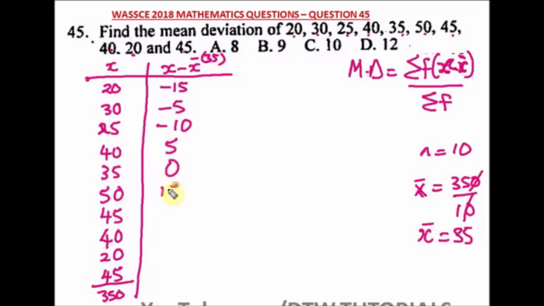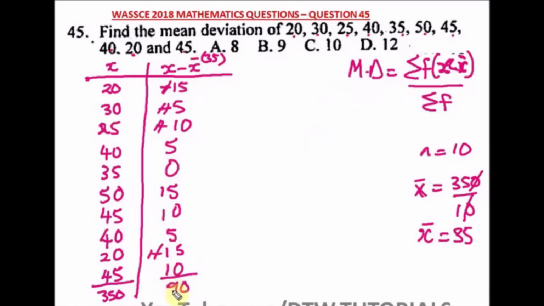50 minus 35 will give us 15. 45 minus 35 will give us 10. 40 minus 35 will give us 5. And 20 minus 35 will give us minus 15. And 45 minus 35 will give us 10. When you're considering mean deviation, the negative signs don't count. These negative signs don't count in the addition process. So when we add all these numbers, neglecting the negative signs, we get 90.